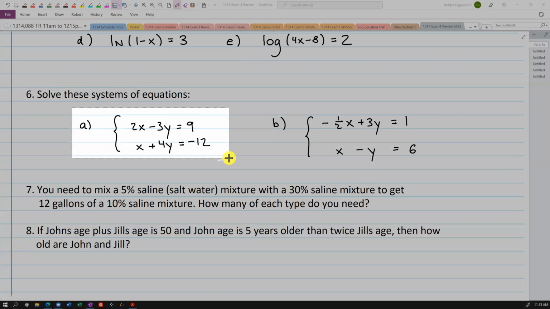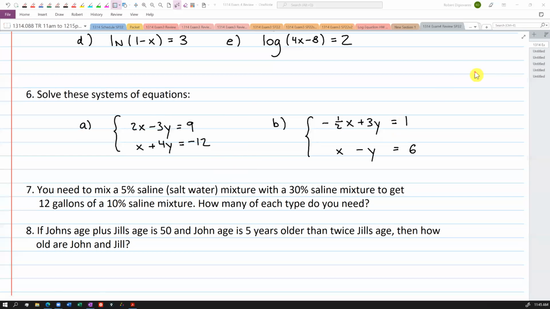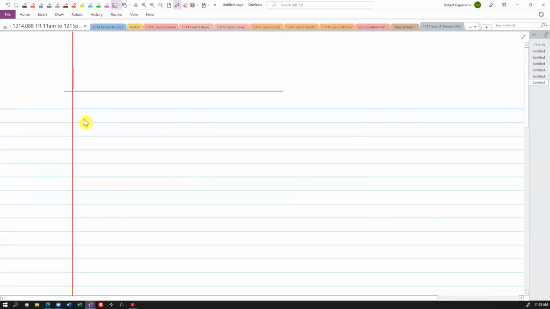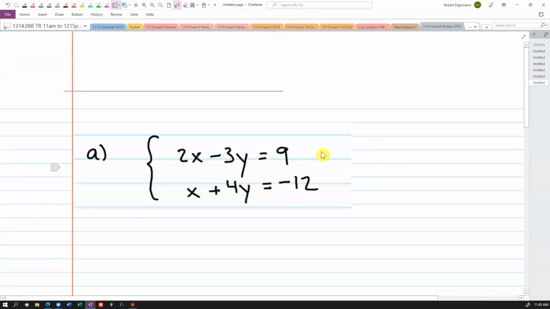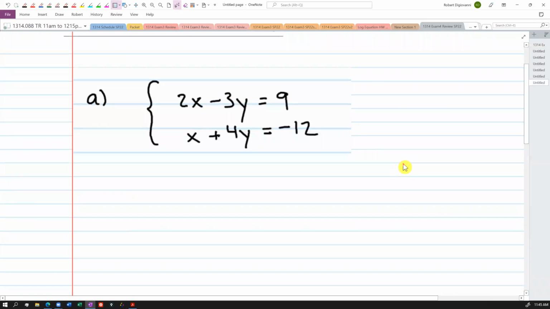So, all right, systems of equations. Let's just start with 6a. You want to solve this system of equations? This first one, I think we all have bought into elimination at this point, right? So what would y'all do? Okay, you want to get rid of the x's. So how are you going to get rid of the x's?